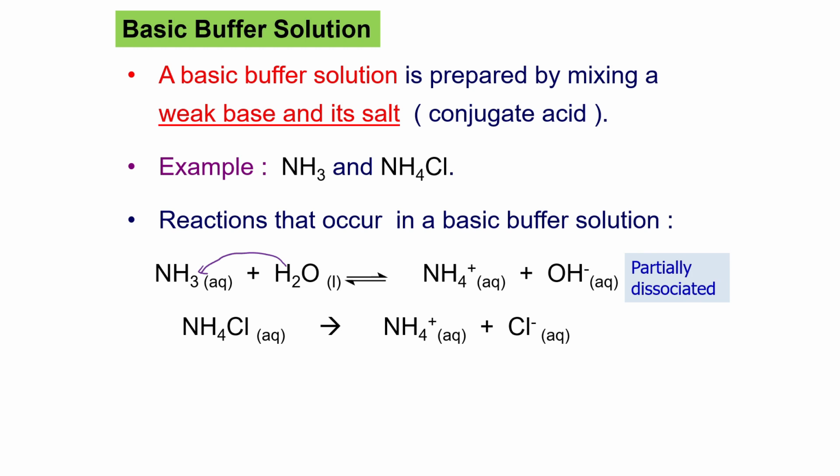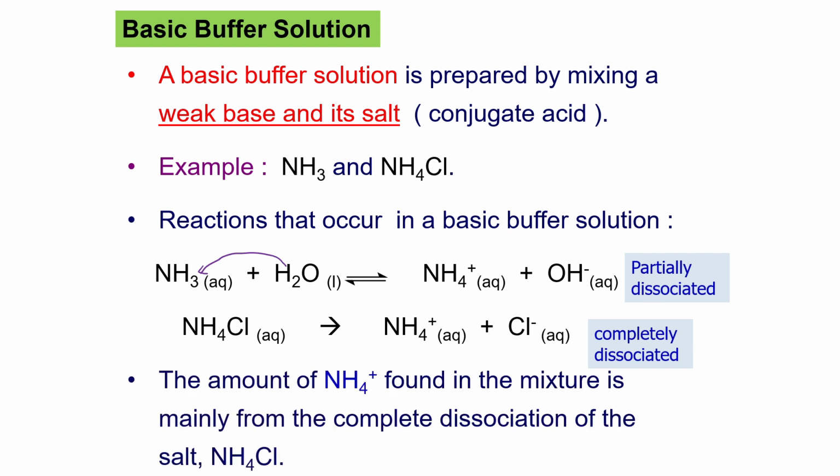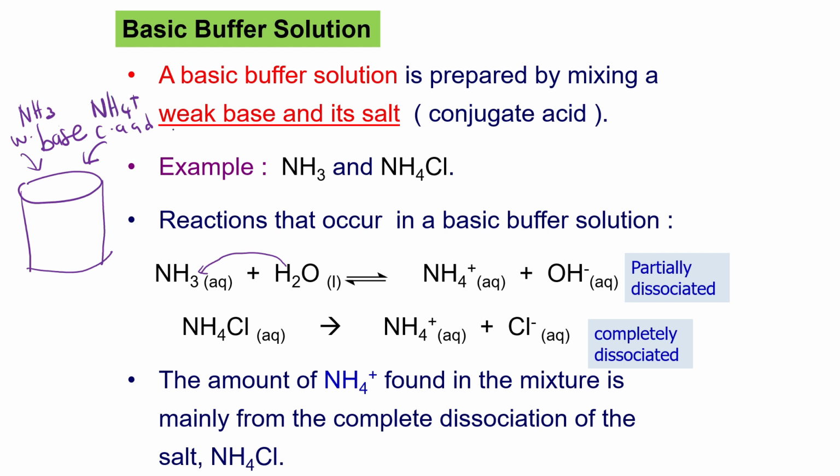Kita ada salt akan hydrolyze, okay, dia akan dissociate kepada NH4 plus dan juga Cl minus. So the amount of NH4 plus found in the mixture is mainly from the complete dissociation of salt. The weak base is NH3 and our conjugate acid is NH4 plus. So meaning that ini adalah daripada apa? NH4Cl. Mostly daripada NH4Cl.